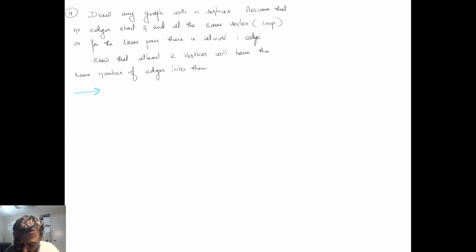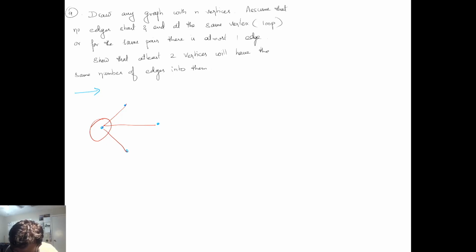The question says that you have to draw a graph with n vertices. Okay, if you have n vertices, what is the meaning? Let's say, for example, I'll start by drawing a graph with 4 vertices. If you have 4 vertices, then what is the only constraint here? You can basically have 1, 2, 3 edges out of one node. That's the maximum you can have, so look carefully. What it says is that you cannot have a loop.